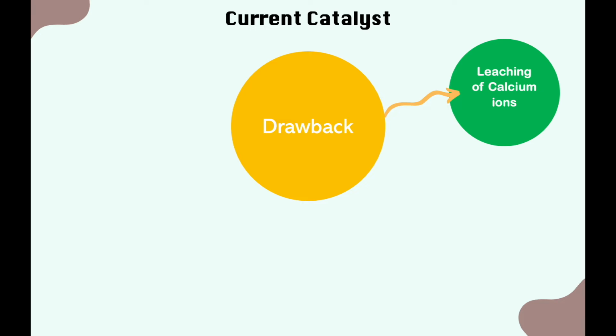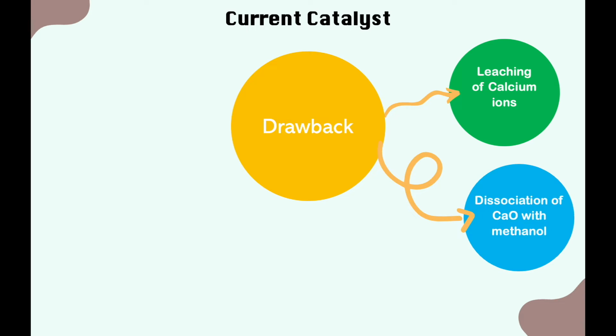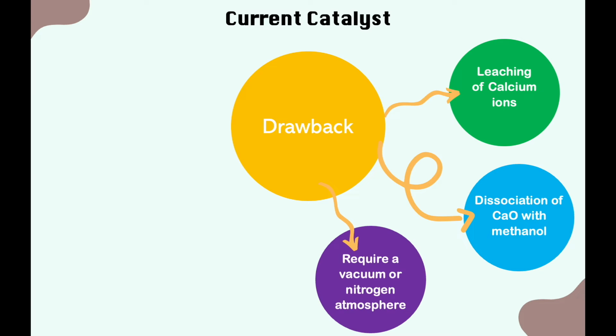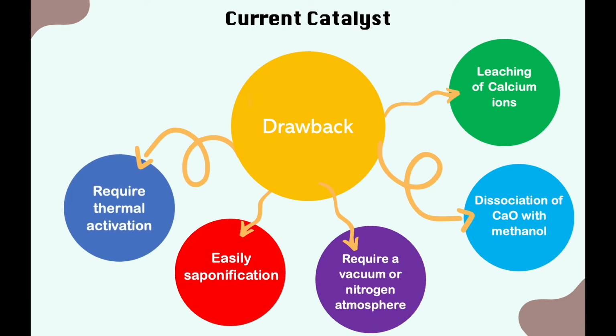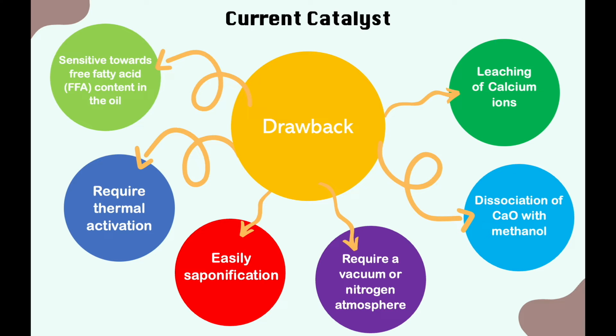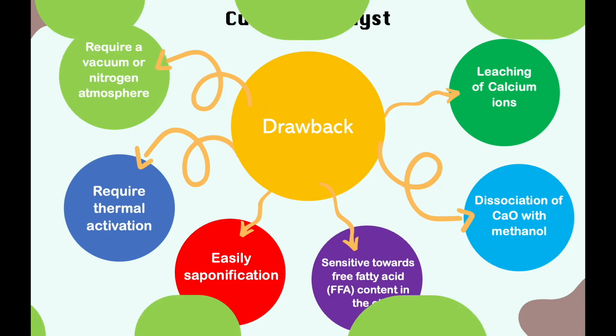Firstly, leaching of calcium ions. Next, dissociation of calcium oxide with methanol. Require a vacuum or nitrogen atmosphere. Easily saponification. Require thermal activation. Lastly, sensitive towards FFA content in the oil.